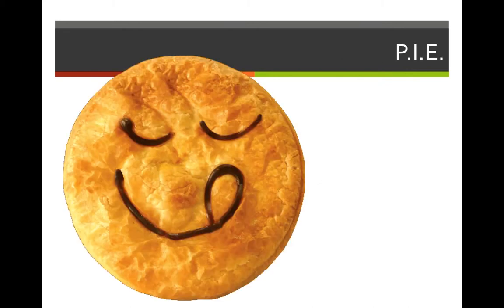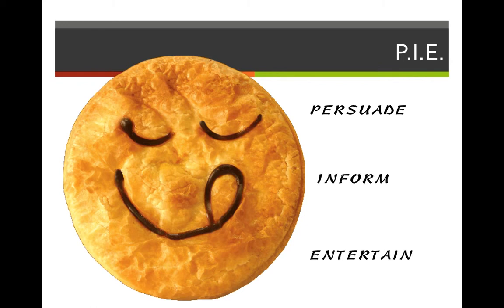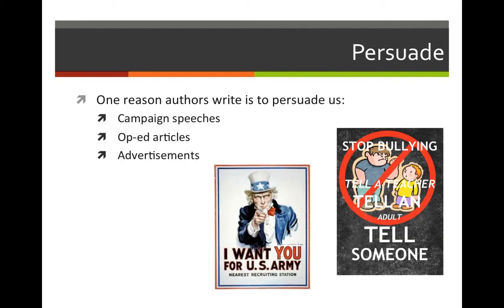So when we're talking about author's purpose, it's as easy as pie. If you just remember these three things: persuade, inform, and entertain. In persuasive types of writing or presentations, you have authors that are trying to convince you to do something, trying to convince you to change the way you think or to act in a certain way.